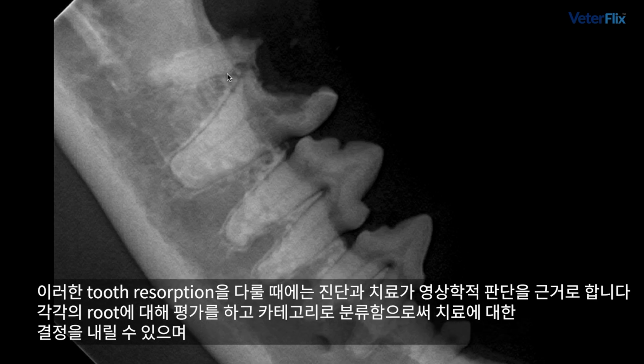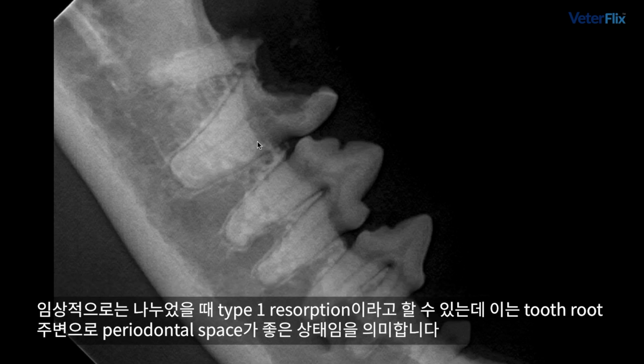However, when we're looking at this problem, which is tooth resorption, our diagnosis and our treatment is basically radiographic in nature. And we have to look at the individual roots and put them in a category which will allow us to make that decision on which way we need to go as far as therapy goes. And this would be classified clinically as a type 1 tooth resorption.